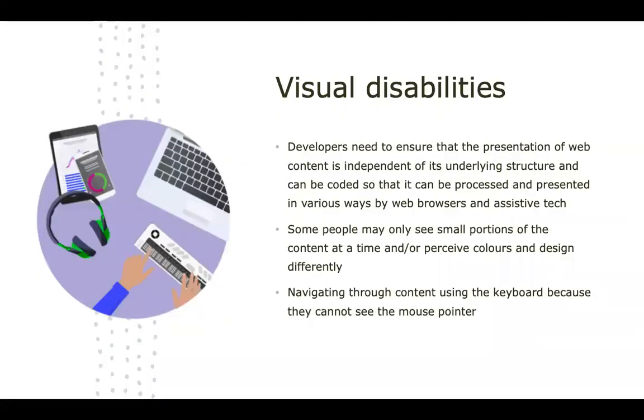To better meet the needs of those with visual disabilities, developers need to ensure that the presentation of web content is independent of its underlying structure and can be coded so that it may be processed and presented in various ways by both web browsers and assistive technology. Some people may only see small portions of the content at a time or perceive colors and design differently. They may also have to navigate through content using a keyboard if they cannot see the mouse pointer.